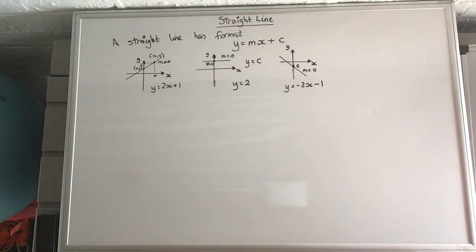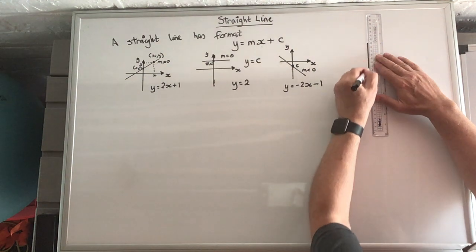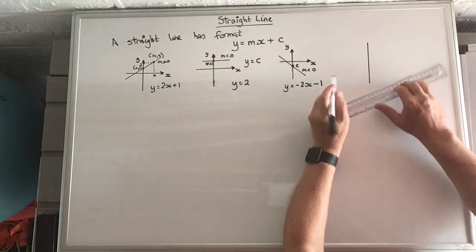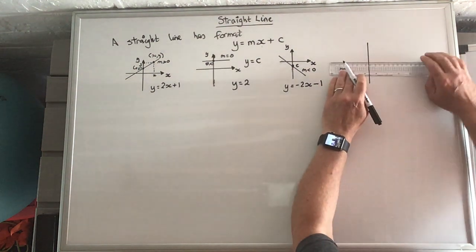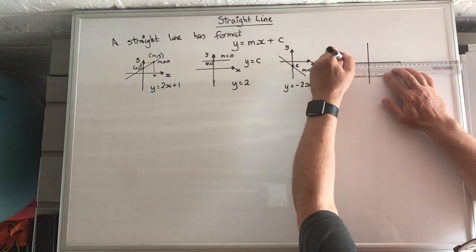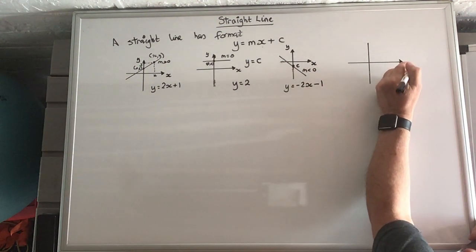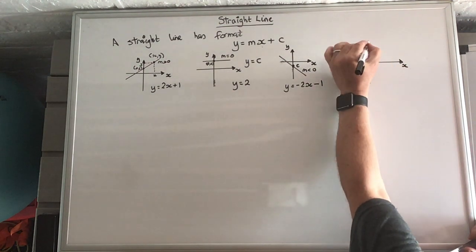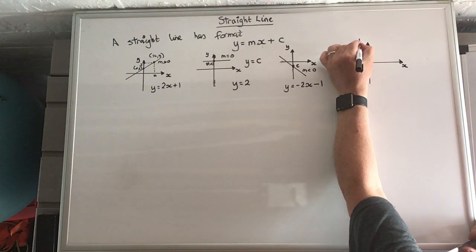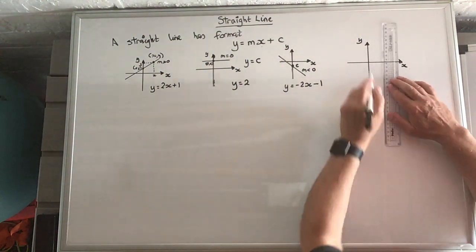The final one, which you probably won't really meet at National 5, it tends to come up at Higher, but we'll include it. The equation looks totally different from y equals mx plus c in this case. Going back to your gradient work, you should know that if we have a vertical line, then the gradient is undefined. So I'm just going to draw a vertical line in here.